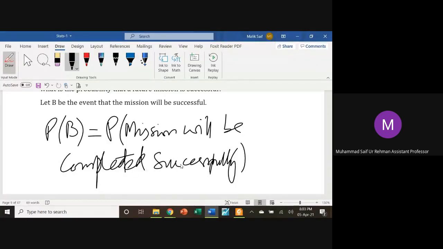To avoid this situation, we are simply defining the event, so that we are not writing this again and again: mission will be completed successfully or mission will be failed. So we want to avoid this situation. We don't want to write this again and again. We simply want to write down B. So B means this.